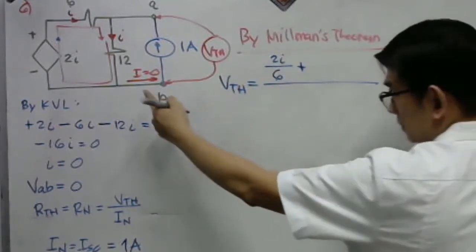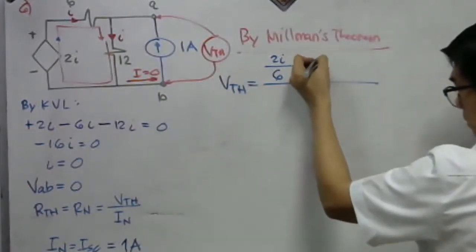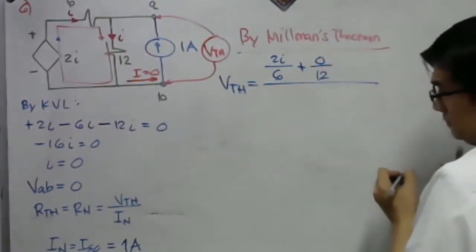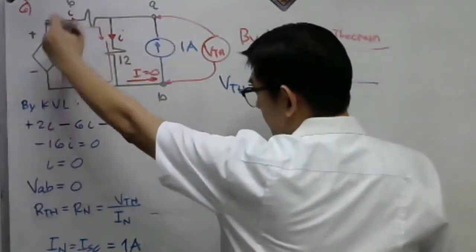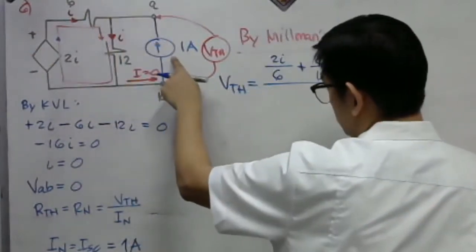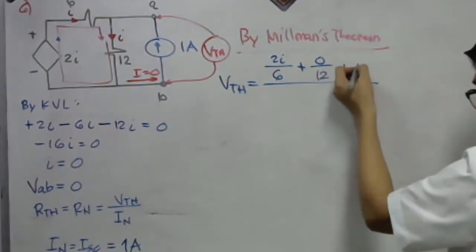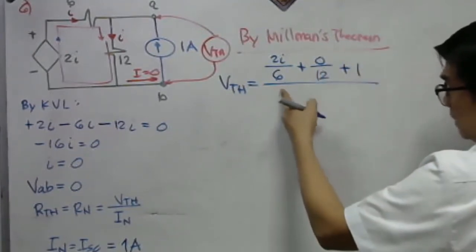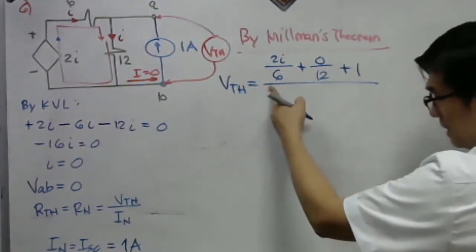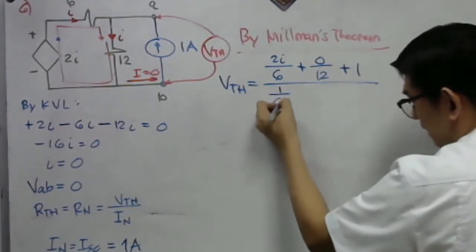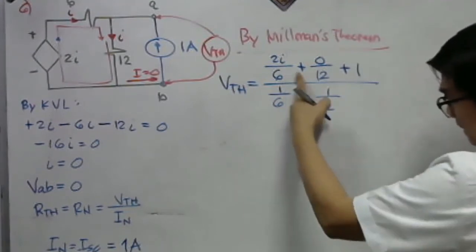What about here? That should be 0. There is no series voltage here. That should be 0 over 12. Okay? What about for this portion? Actually, there are 3 branches here. What about in this portion? We said if the current is upward, that should be positive. So that is positive 1 ampere. What about now for the conductance? Summation of the short circuit current all over the summation of the conductances. So that should be 1 over 6 plus 1 over 12, because of the 6 and 12 here.